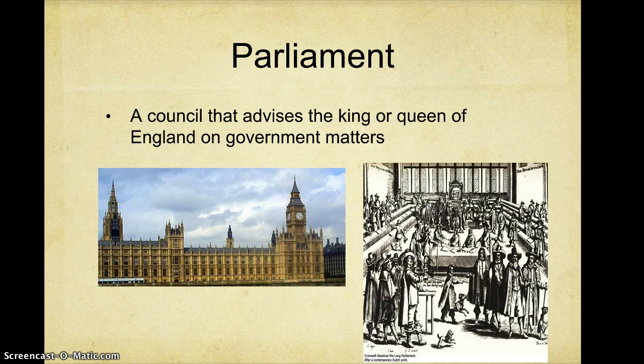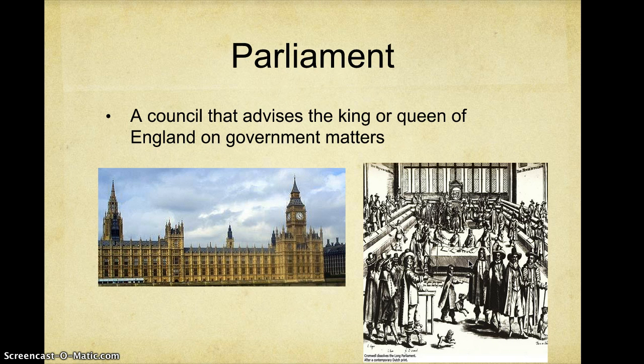Next, we have Parliament. Parliament is a council that advises the King or Queen of England on government matters. The British still have Parliament today. You can see a picture over here of where Parliament currently meets in London. And this picture on the right shows the Parliament during medieval times.